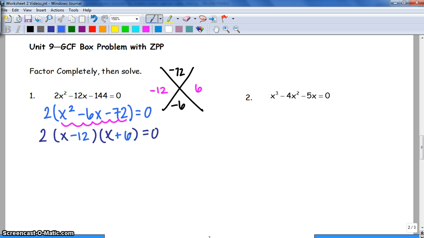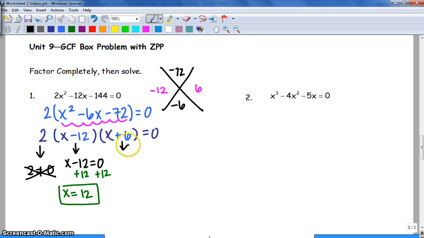Now we need to go ahead and solve this. So 2 times x minus 12 times x plus 6 all equals 0. That means one of these has to be equal to a 0. Well, 2 cannot be equal to 0. That doesn't make any sense. So you can just ignore that too. If x minus 12 equals 0, we would add 12 to both sides and get x equals 12.